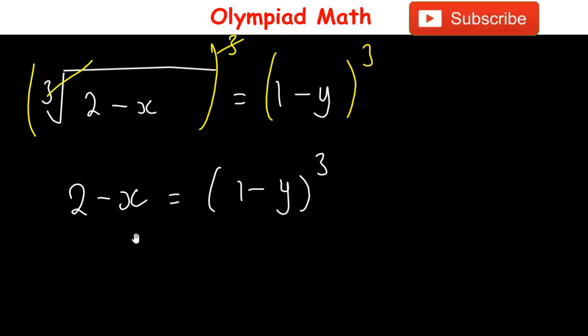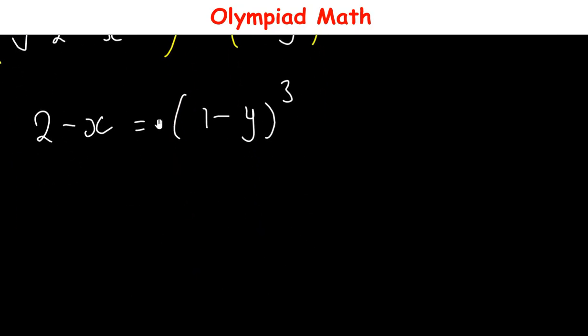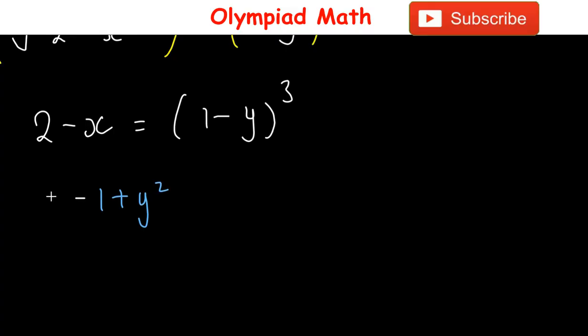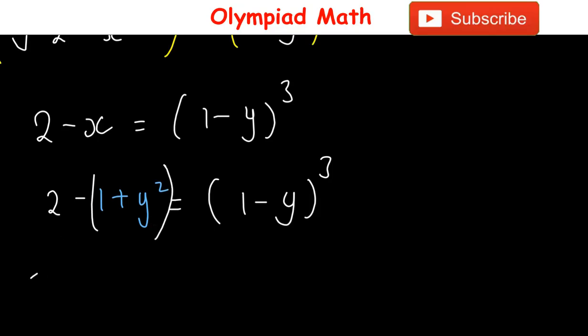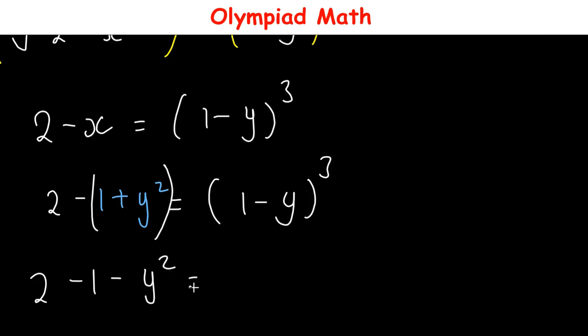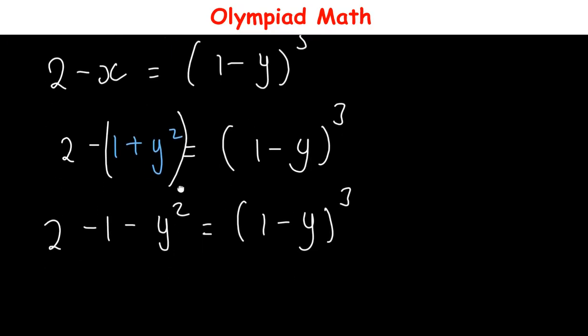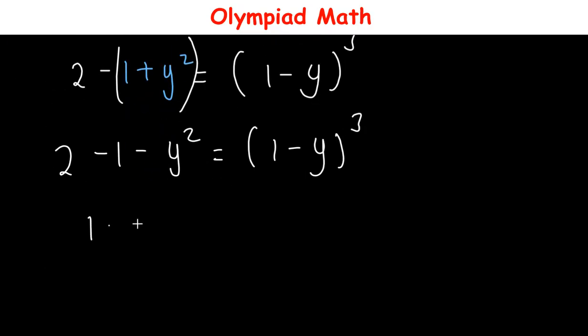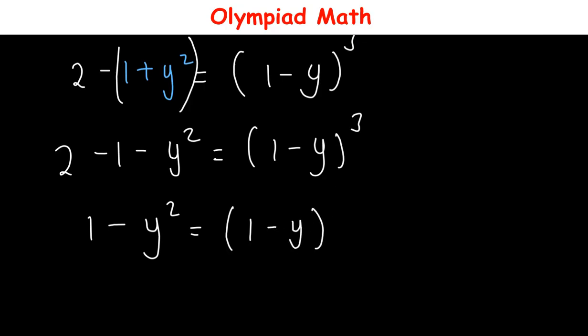At this junction, recall that x is equal to 1 plus y squared. So we have 2 minus the bracket of 1 plus y squared, and this equals in brackets 1 minus y, all raised to power 3. This is the value of x. So 2 minus 1 minus y squared, and this equals in brackets 1 minus y, all raised to power 3. So with this, we have 2 minus 1 is equal to 1, minus y squared. This equals in brackets 1 minus y, all raised to power 3.